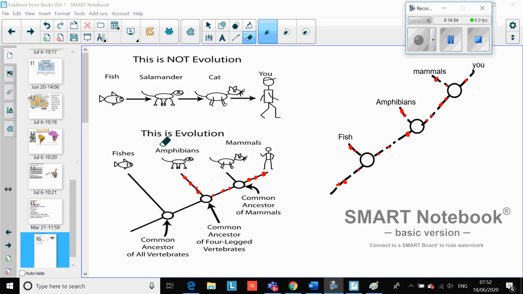So, they show how one organism can evolve into another. Even with gaps in the fossil record, we can still see that pattern.